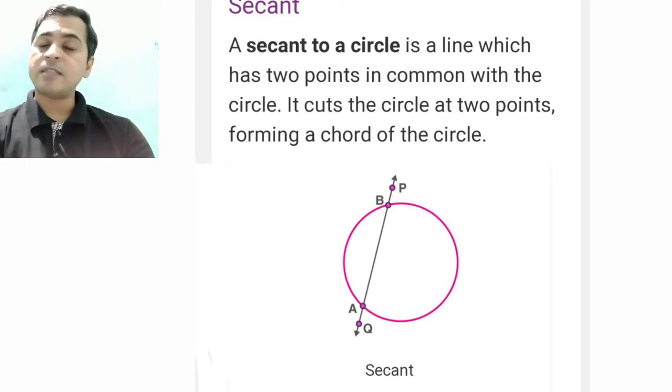How many points does the line cut the circle at? Two points, forming a chord of the circle. Right students? So you will have to remember that a secant always forms a chord. So students, in the given figure you can see that line PQ passes through the circle and cuts the circle at A and B. That's why PQ is a secant.